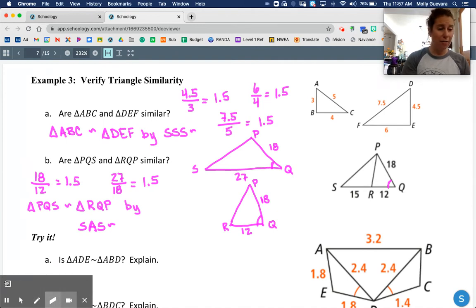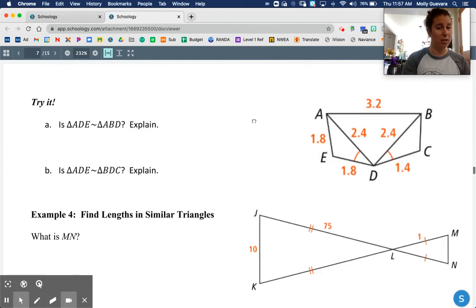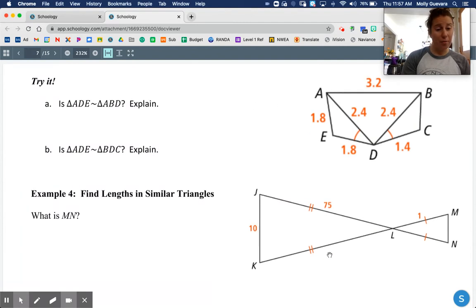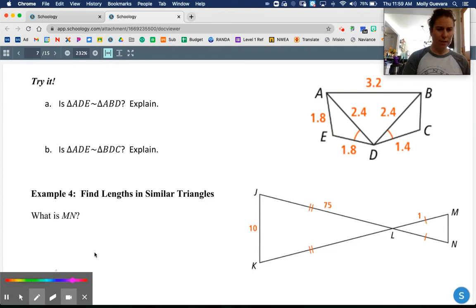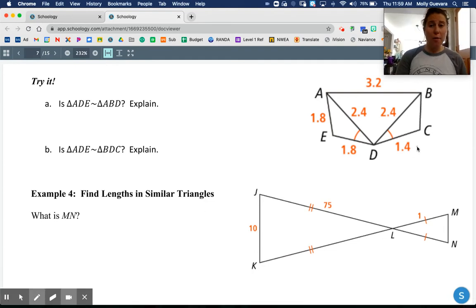You guys have a try it here. It's pretty much identical. So again, it might be helpful for you to draw the two triangles separate. Go ahead and hit pause on this, and then when you're ready to go over it, after you've tried it, hit play. Okay, so if it helps you, hopefully you drew two separate triangles. If it doesn't help you, then don't worry about it, okay?